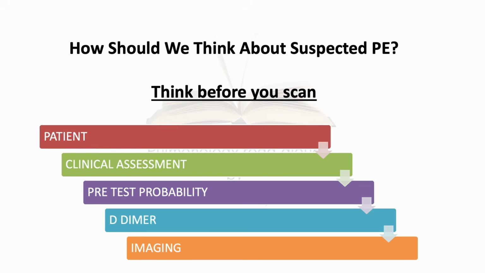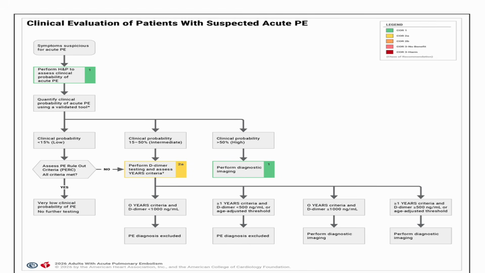When you are seeing your patient, the guideline stresses that you have to do a clinical assessment first, the symptoms and the examination. With that assessment, you arrive at a pre-test probability. With the pre-test probability is decided whether a D-dimer is relevant, and together the pre-test probability and the D-dimer decide if imaging is needed. So this is the crux of the clinical evaluation of a patient with suspected acute PE.